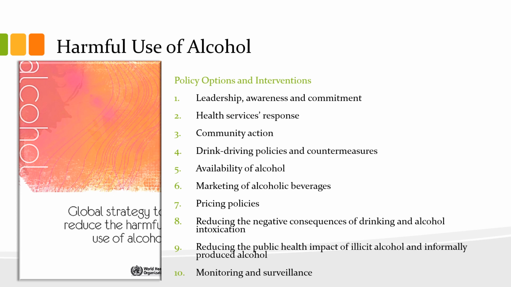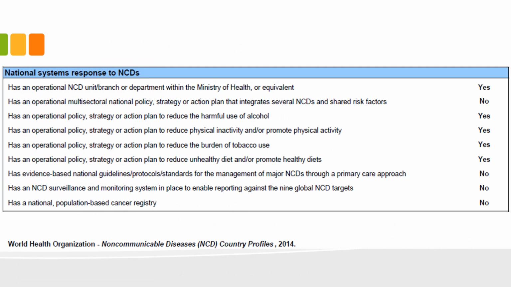Harmful use of alcohol. So, leadership should be committed. The health services should have a response. It's a community action. Enforce drink driving policies. Limit availability of alcohol. Prohibit marketing of alcoholic beverages. Pricing policies so that we could reduce the negative consequences of drinking and alcohol intoxication, reduce public health impact of alcohol, and informally produced alcohol, monitoring and surveillance. So if this is the national systems response, you see if your government unit has these measures in place.